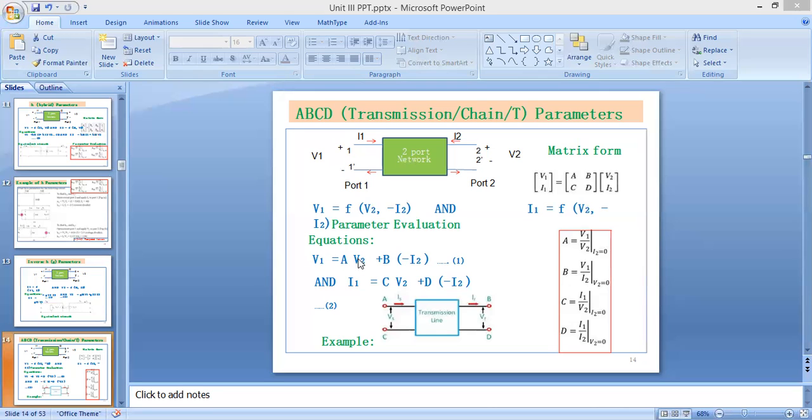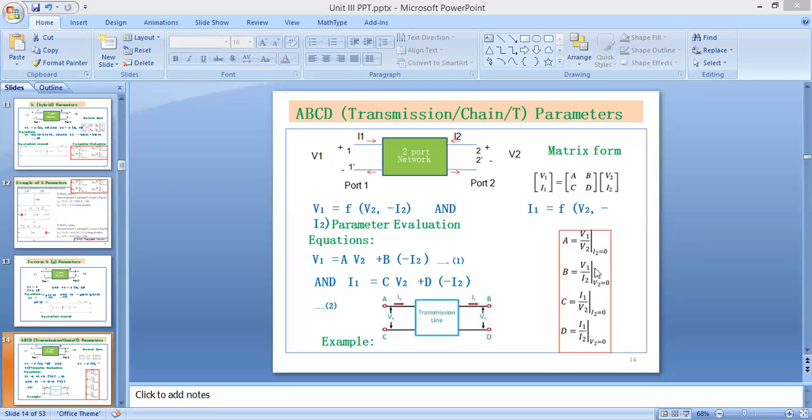So you can convert that equation in the form of A. A का value क्या हो जाएगा? A will be V1 upon V2. Again, in the second equation, if you are considering I2 equal to 0 ampere, your equation will become I1 equal to C into V2. You can write this equation in the form of C. C क्या हो जाएगा? I1 upon V2.